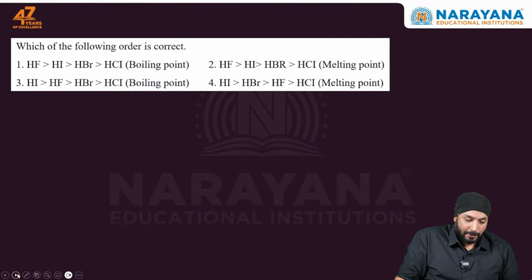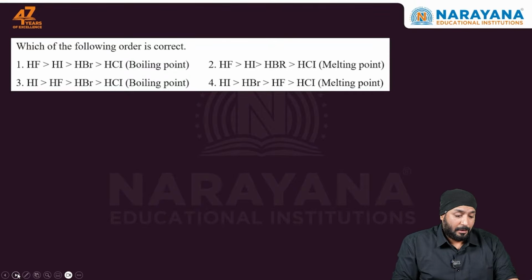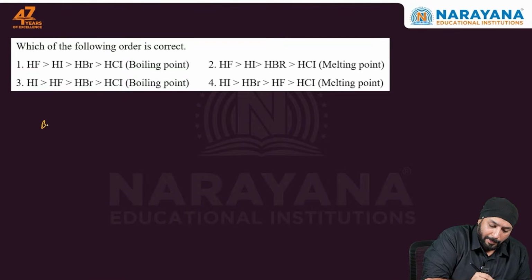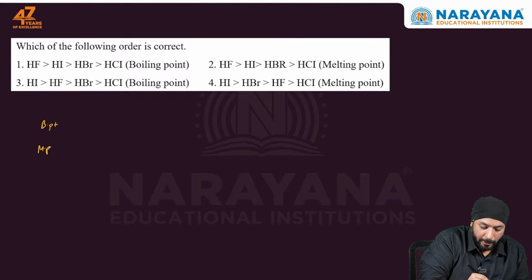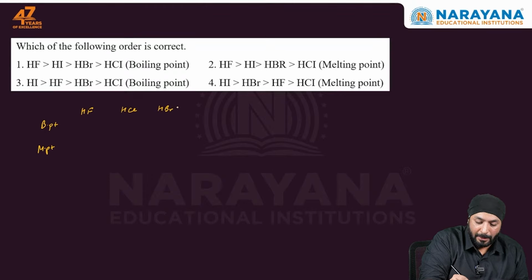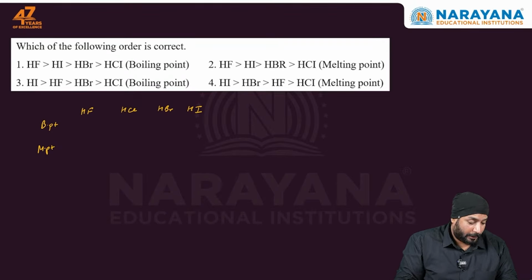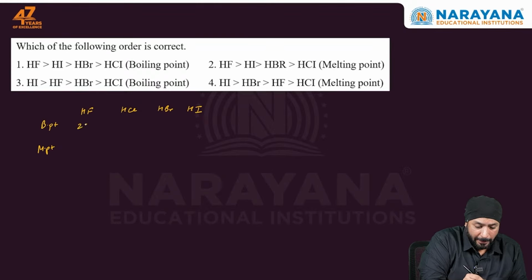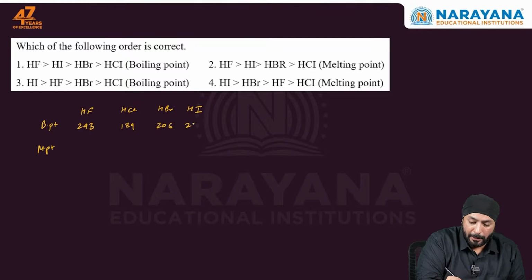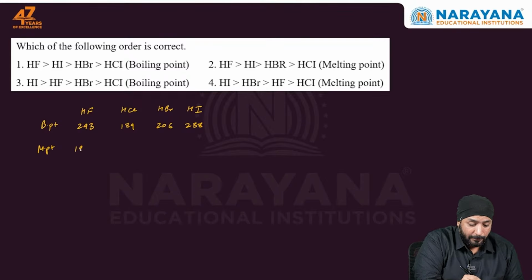Now, which of the following orders is correct with respect to the melting and boiling points of HF, HI, HBr, HCl? In HF we have hydrogen bonding, in HCl, HBr, HI we have London forces plus dipole, right. So the boiling points are 293, 189, 206, 238. The melting points are 190, 159, 185 and 222, correct.